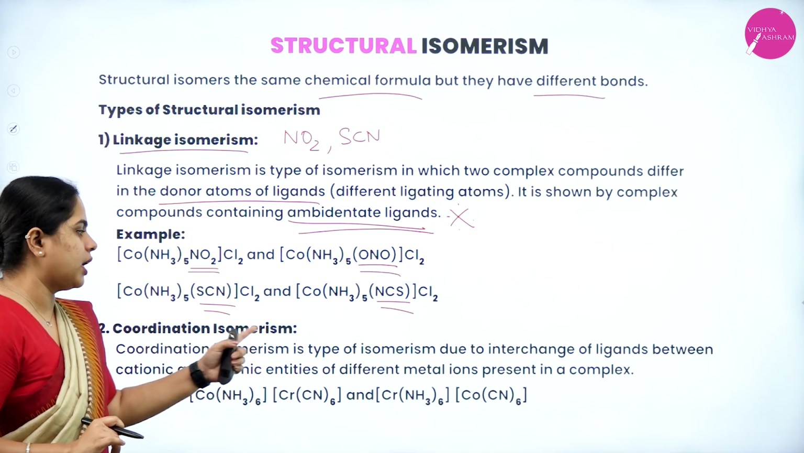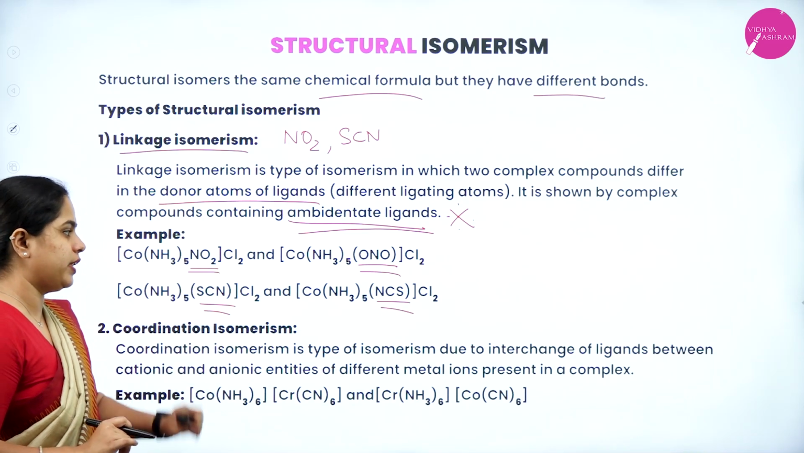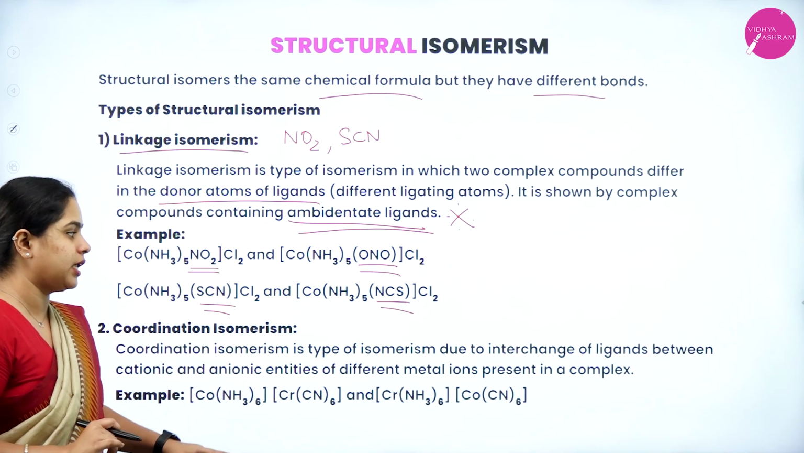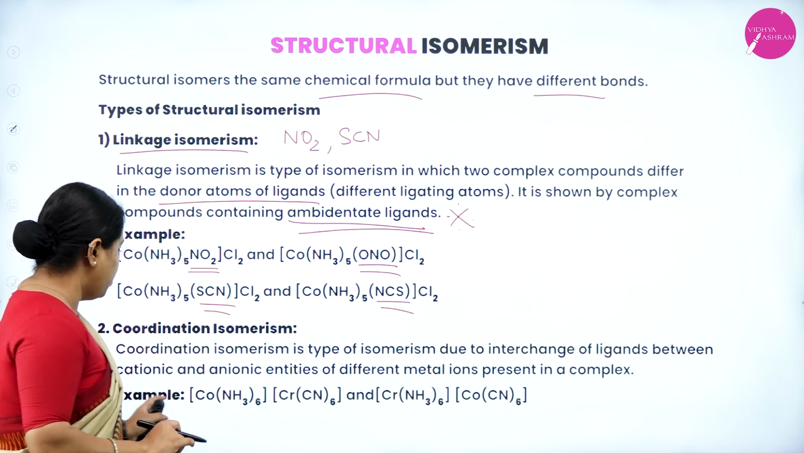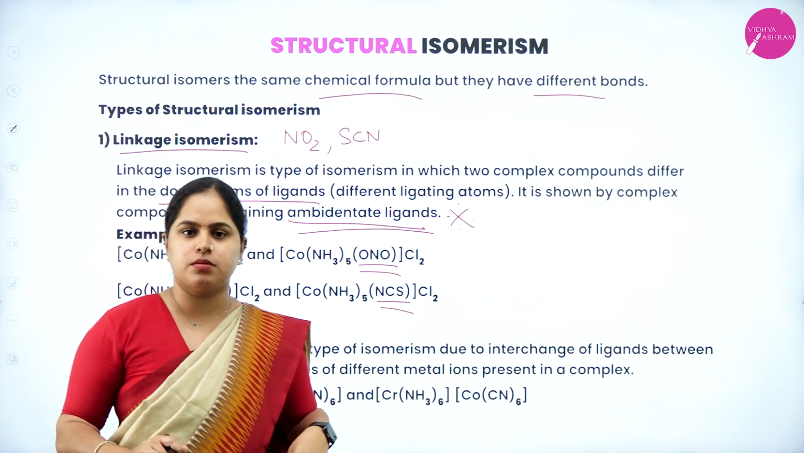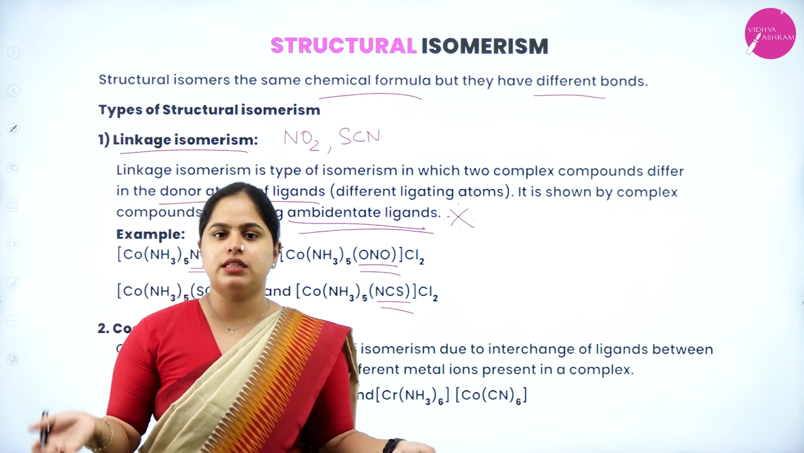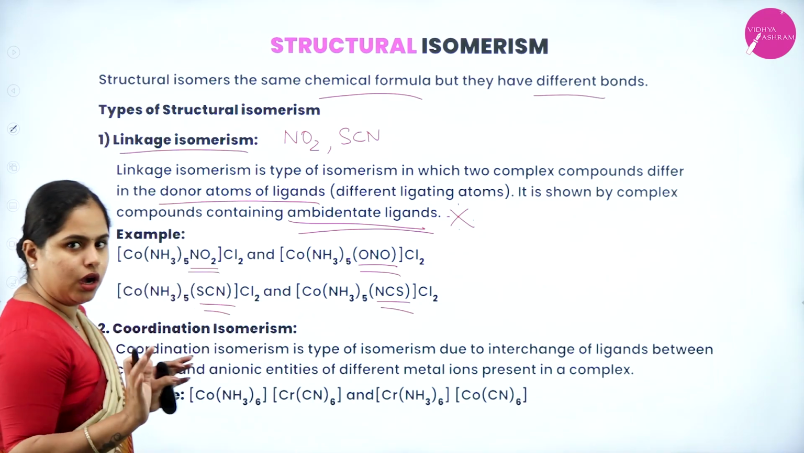Coordination isomerism is a type of isomerism due to interchange of ligands between cationic and anionic entities of different metal ions present in a complex. So you can identify coordination isomerism by the presence of two coordination spheres. You just have to exchange the ligands and metals with each other. So how are we doing that?